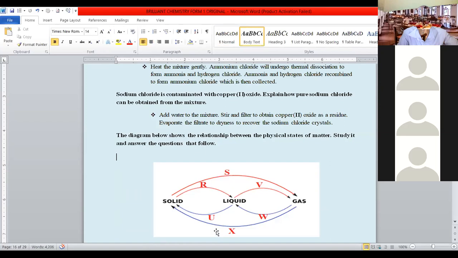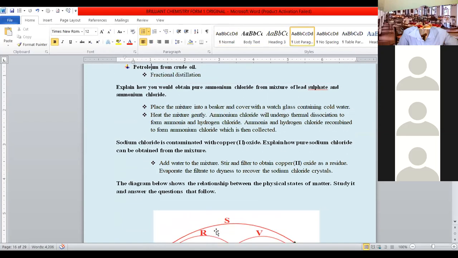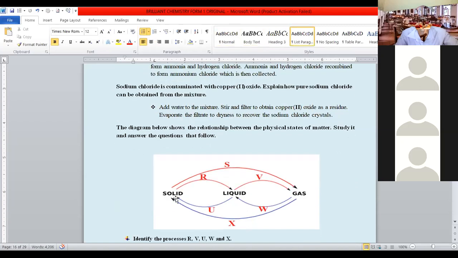Any question up to there? No. Haya, let's continue. The diagram below shows the relationship between the physical states of matter. Study it and answer the questions that follow. So the first question here, you name these processes. Name the processes R, V, U, W, and X.